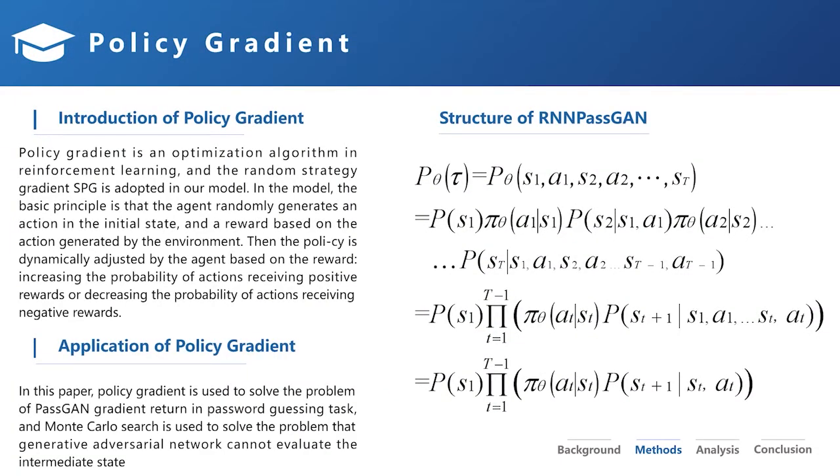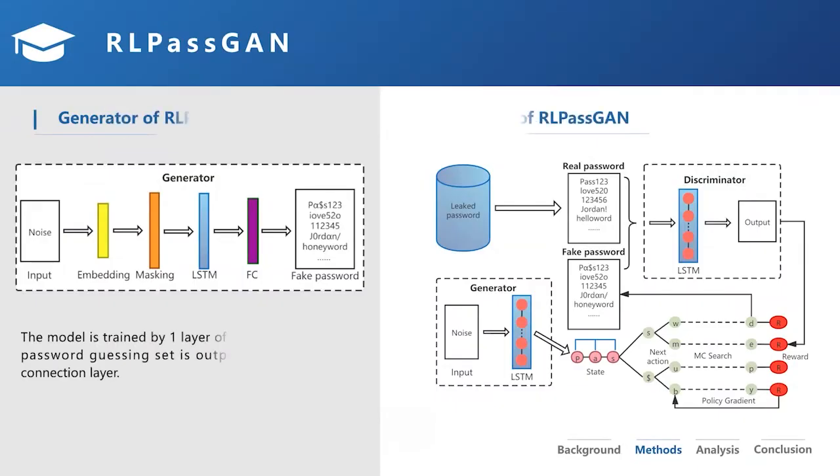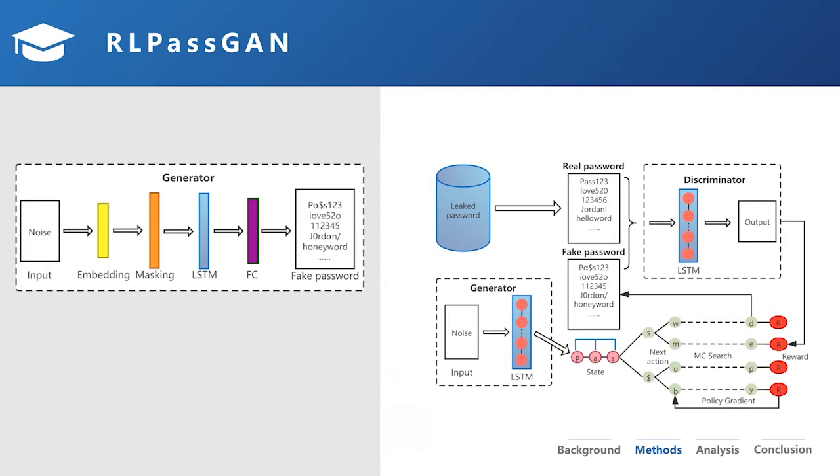Policy gradient is an optimization algorithm in reinforcement learning, and the stochastic policy gradient is adopted in our model. In the model, the basic principle is that the agent randomly generates an action in the initial state, and the environment gives a reward based on the action generated. Then the policy is dynamically adjusted by the agent based on the reward, increasing the probability of actions receiving positive rewards or decreasing the probability of actions receiving negative rewards.